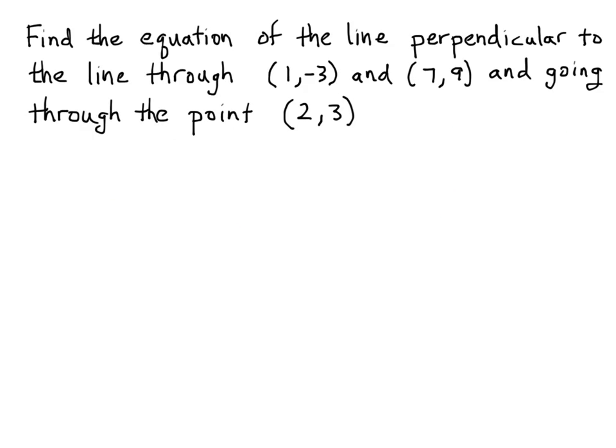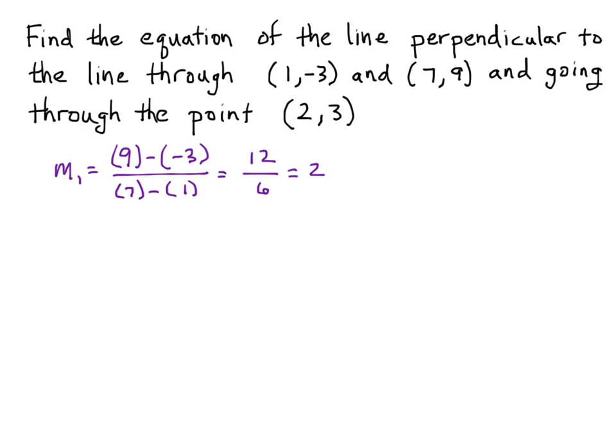Okay, so we want to find an equation of a line that's perpendicular to the line through 2 points, and we want that perpendicular line to go through this third point. Okay, so the first thing we'll do is we want to calculate the slope of the first line, and so we figure that is 9 minus negative 3 divided by 7 minus 1, and we get 12 over 6. So this line between these 2 points has a slope of 2.